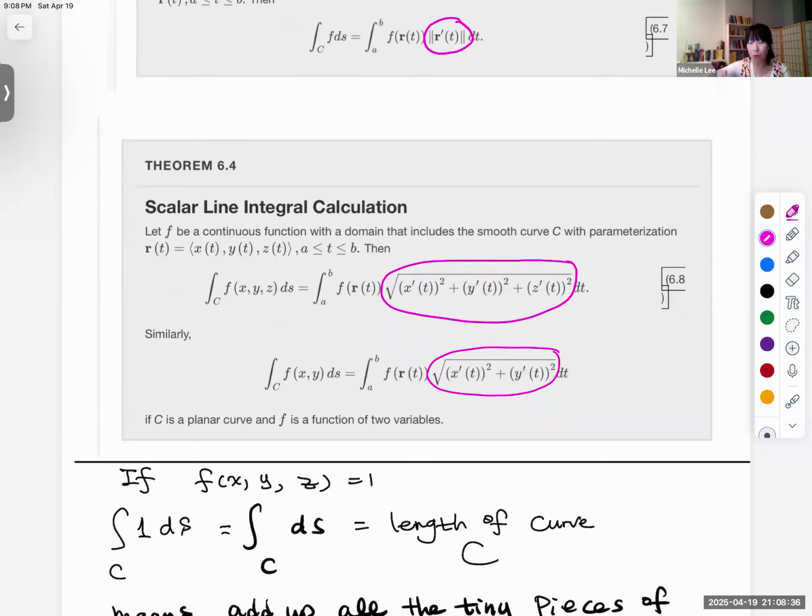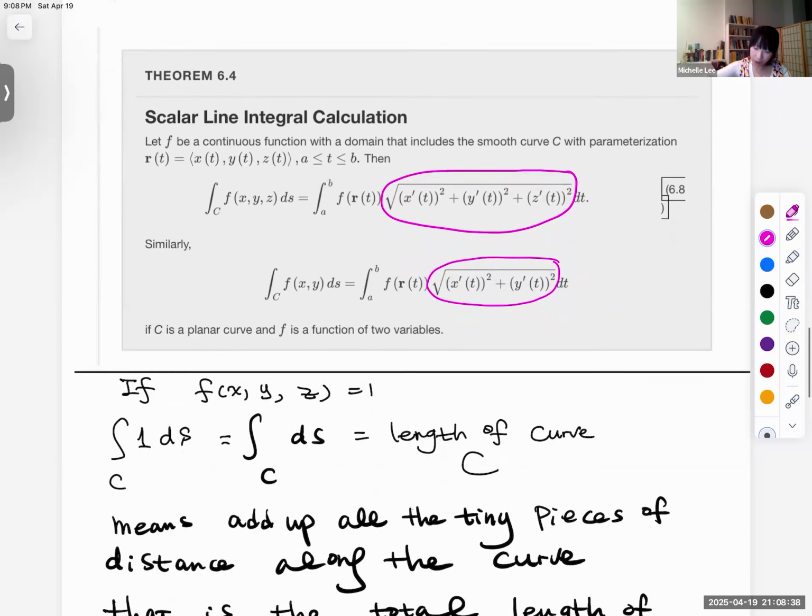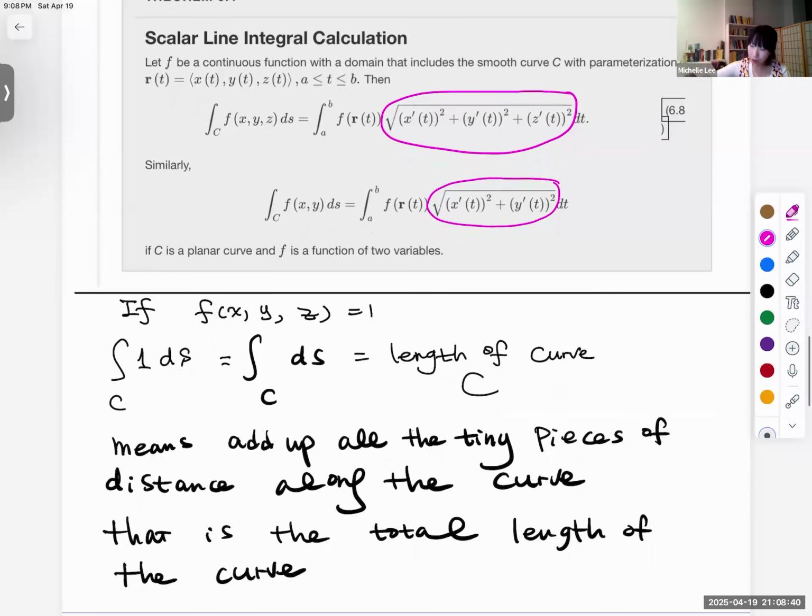Now one more note. So if we have f of x, y, z equal to 1, then we can express this one here, right? So the line integral of 1 ds, since it is 1, we can just express it as the line integral of ds. Then that will be the length of curve C.